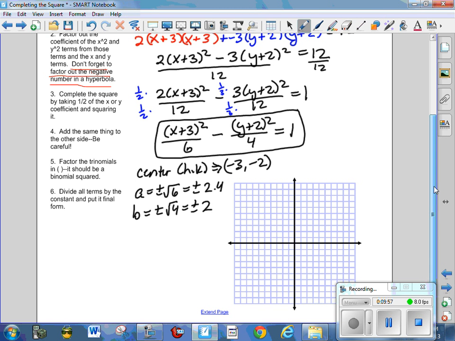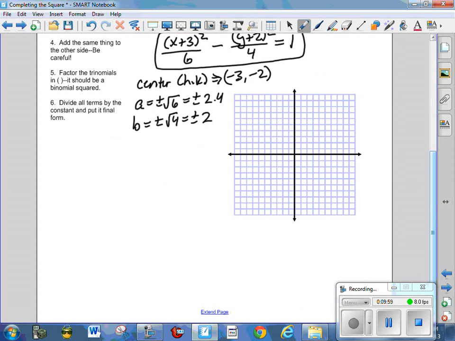So what we're going to do is plot the center point first. So we have negative 3, negative 2. From the center, we'll count 2.4 to the right and to the left. So that gives me a little point here, 1, 2, a little point here. Then we're going to count up and down 2.